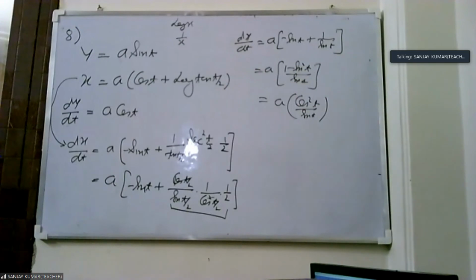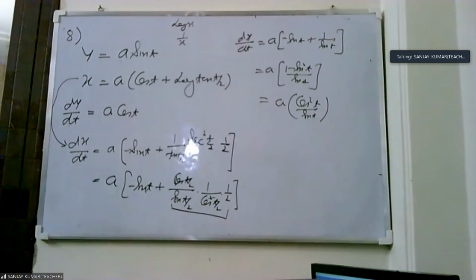This is a question that has come many times in board exams. Look again: first we find dy by dt, then we find dx by dt. When we find dx by dt, it is simple. The derivative of cos t is minus sin t, plus log tan t by 2, where we apply the chain rule. Log is the term, tan is the angle, and t by 2 is the angle of tan. So first we differentiate one term.